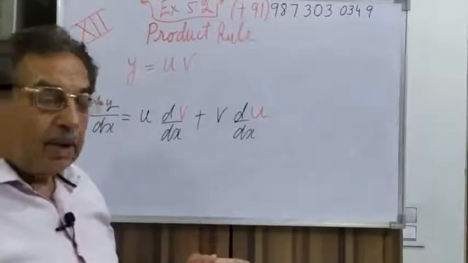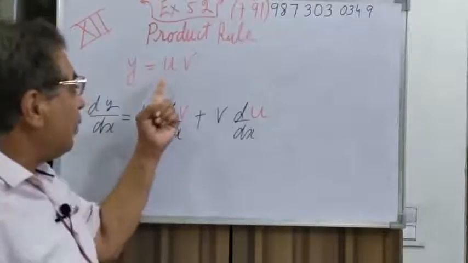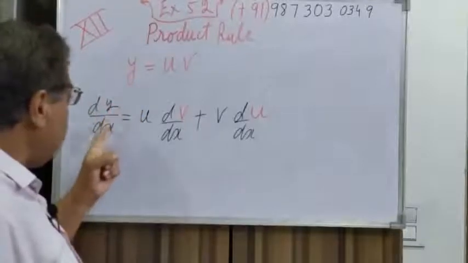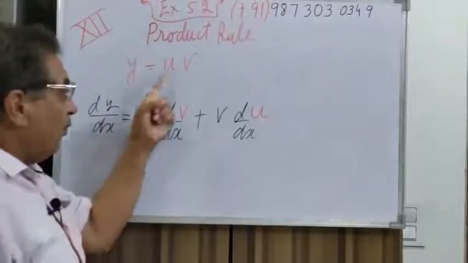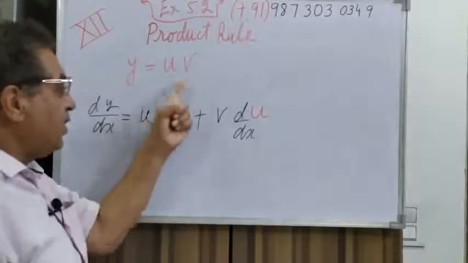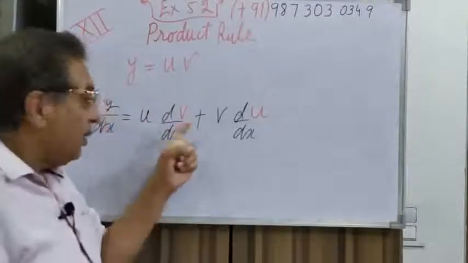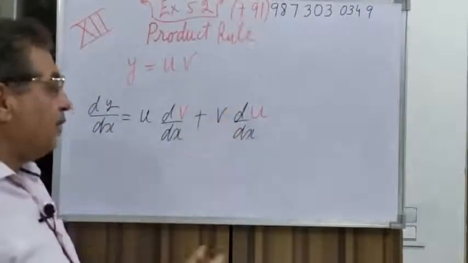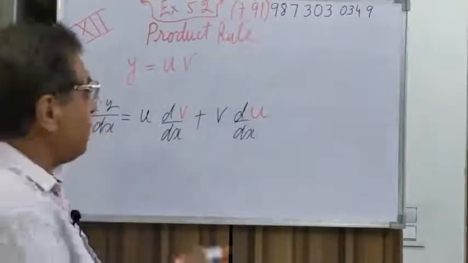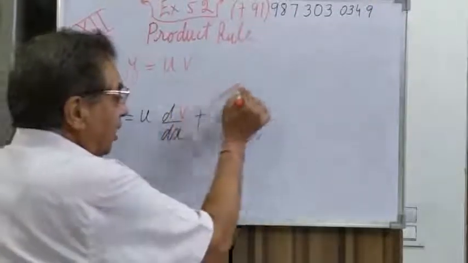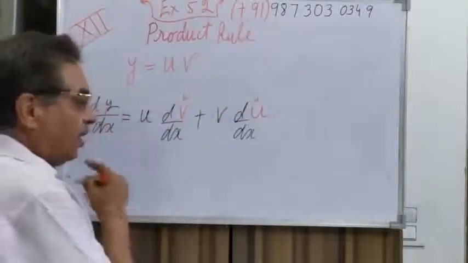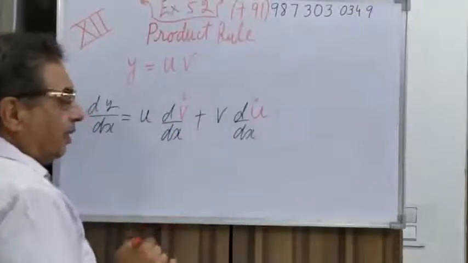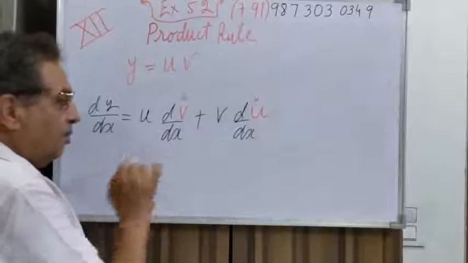What is the product rule? In case we have been given the product of two functions, say u and v, then its derivative dy upon dx is u, first take one function and differentiate the second one, d/dx of v. Then put a positive sign. Now take v into d/dx of u. So both functions have been differentiated, along with the other function, and a plus sign is added between the two.